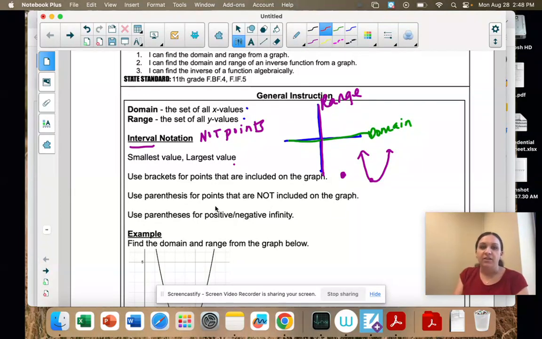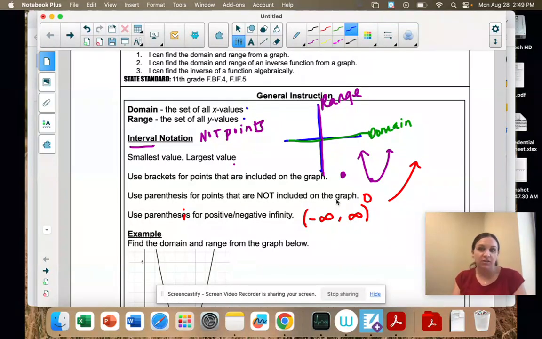Parentheses are not included, and that's an open dot, or if it's just a graph that starts with a line. And we'll see an example of that. We also use parentheses, oops, I need to fix that spelling, for positive and negative infinity. So if an interval has negative infinity, positive infinity, we use parentheses on those sides, and then you don't put a plus in front of the positive infinity. It's just infinity.